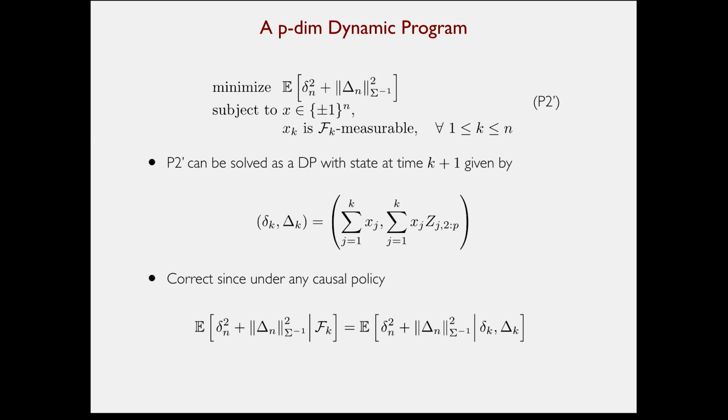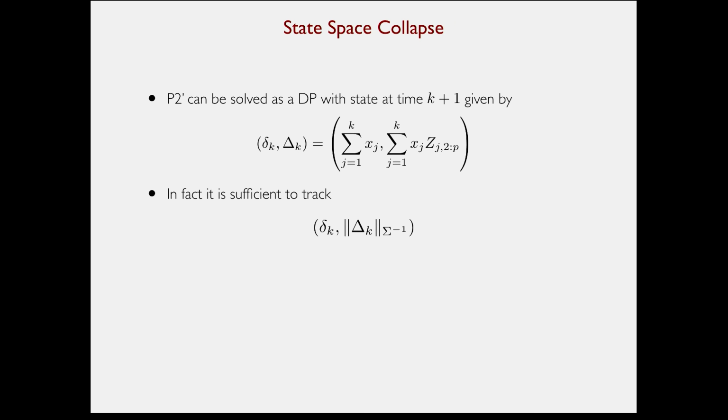Now the next step is a state space collapse, which is that what I want to do is go from a p-dimensional dynamic optimization problem to a low-dimensional dynamic optimization problem. That's what I'm going to do next. So as we've summarized thus far, we got to a DP whose state space was little delta and capital delta. That's in p dimensions.